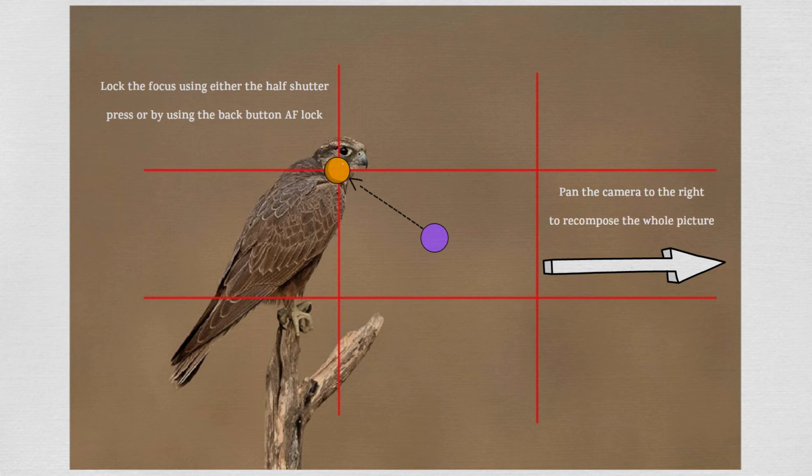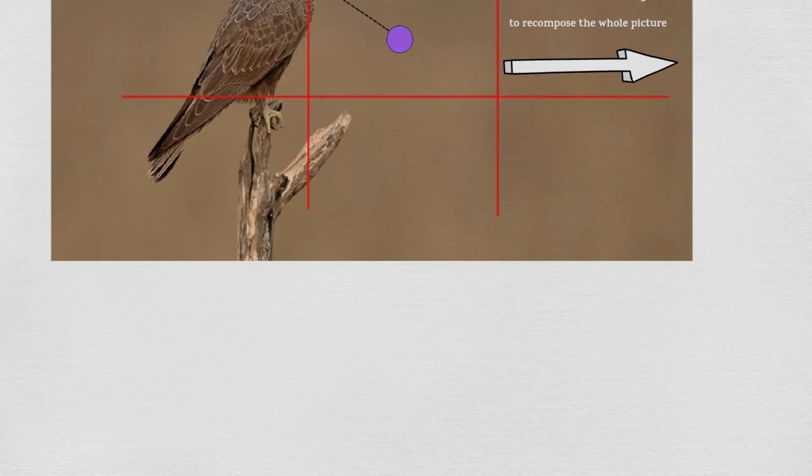So what you have done is basically you have moved your camera in such a way that the center point is now on the subject. You have locked the focus on the subject, and if you are using the shutter button, then you will keep the shutter button half pressed and move the camera and recompose in such a way that you will get your desired frame. And then you click, and you will get the picture.